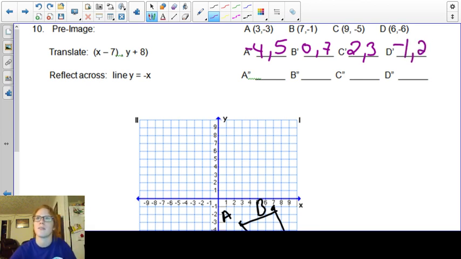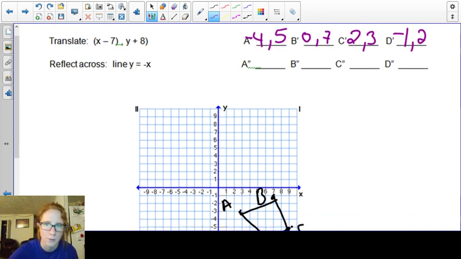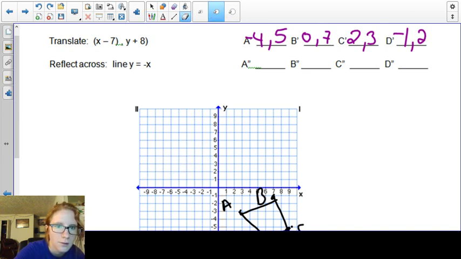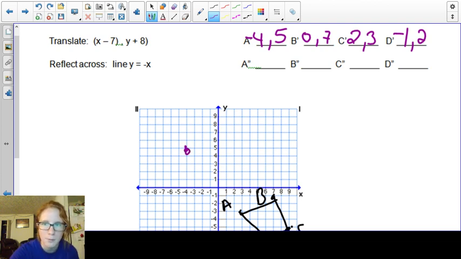So next I'm going to plot the purple. So I have -4, 5 for A prime, 0, 7 for B prime. C prime is at 2, 3. And D prime is at -1, 2.